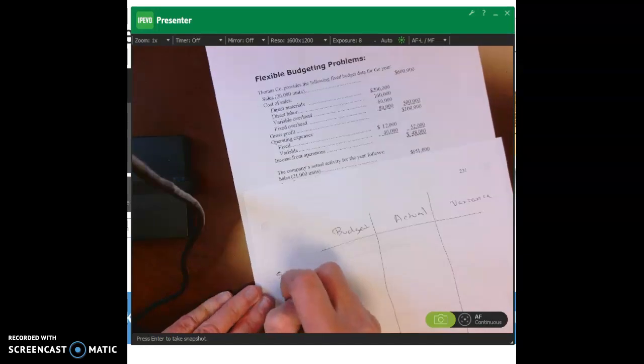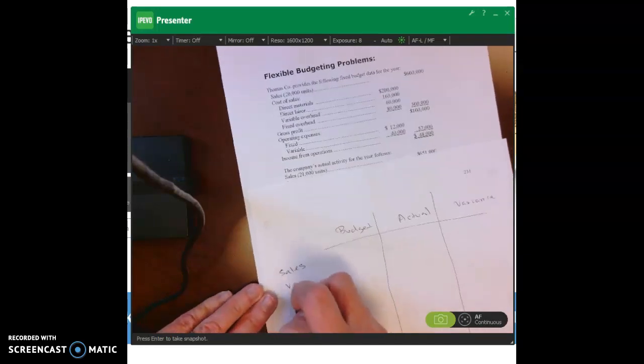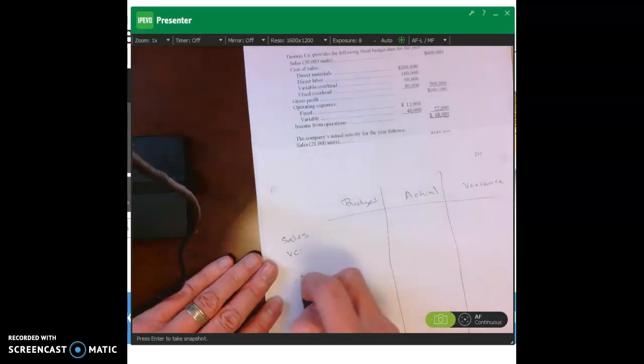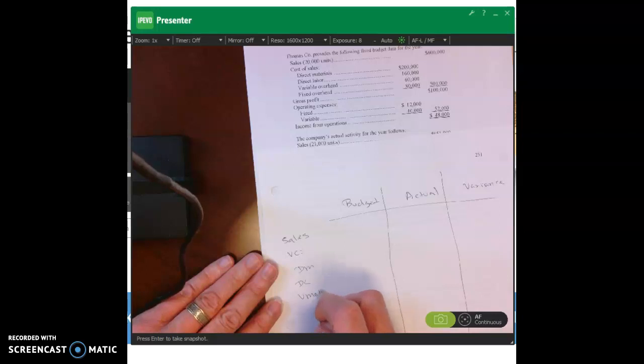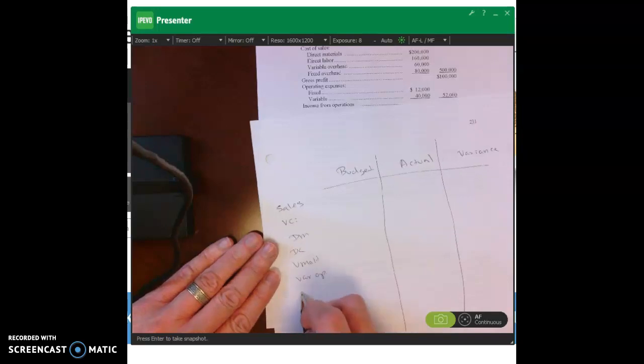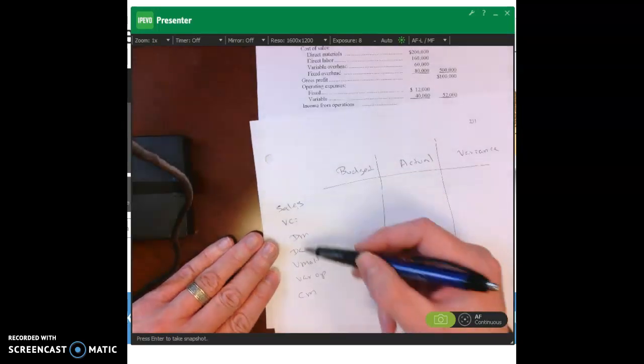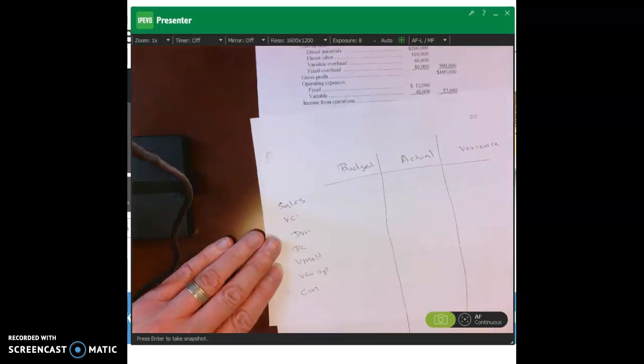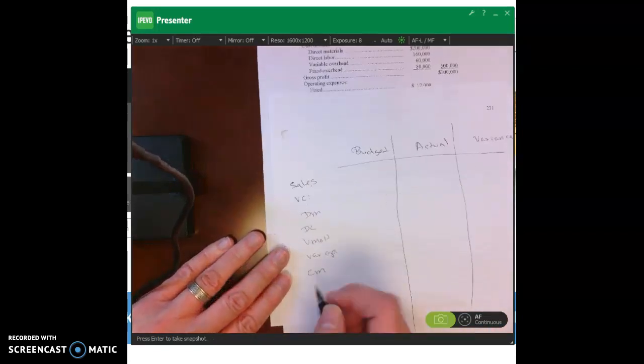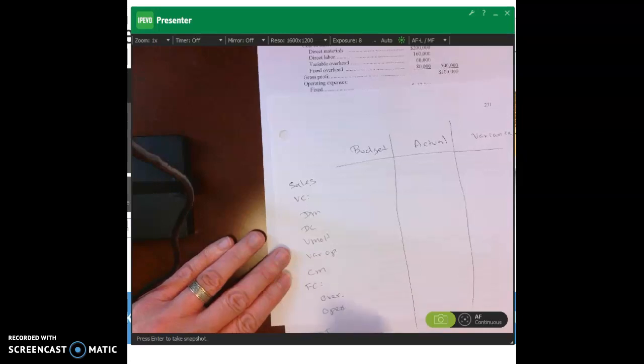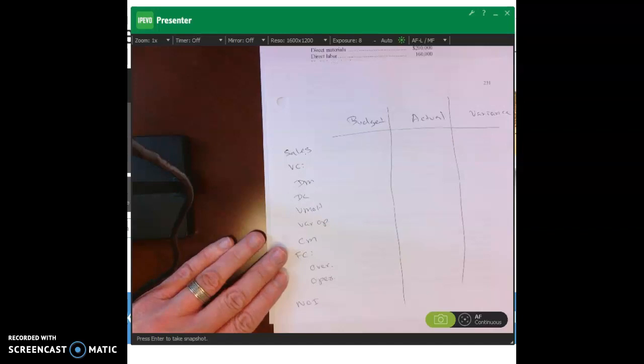I'm going to write sales, and then I'm going to say my variable costs. I'm going to say my direct materials, my direct labor, my variable manufacturing overhead, my variable operating expenses. Then that gives me my contribution margin. My sales minus all my variable expenses would give me my CM, contribution margin. And then I can say fixed costs like this. I have my overhead. Then I have my operating fixed costs. And then what I have is net operating income, income from operations right over here.